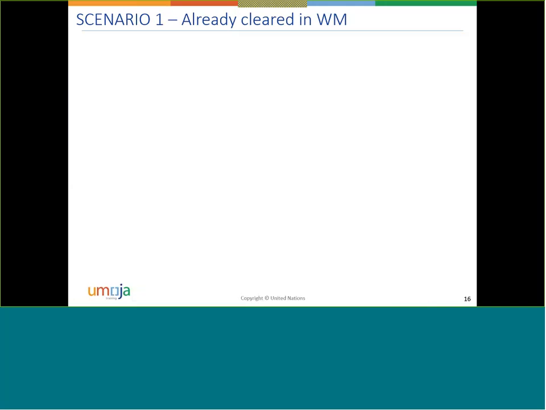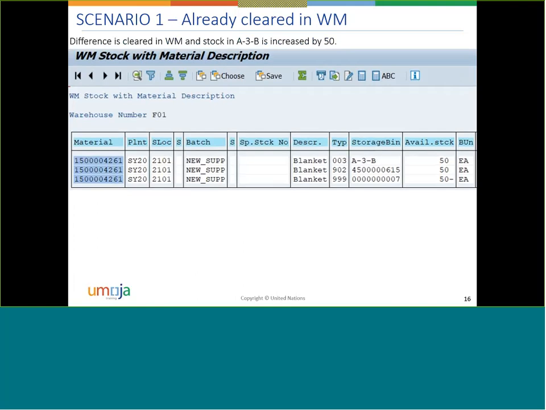Okay, scenario continues in this next slide for a little more. So difference is cleared in warehouse management and stock A3B is increased by 50. Okay, so we've cleared the difference, which means we're telling the system that now there's a difference of 50. Okay, and let's see what that difference looks like in the system.